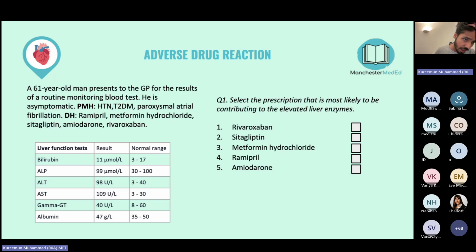So if you look there, what's elevated is the ALT and AST. Those are the ones. So which one do you think causes elevated liver enzymes?